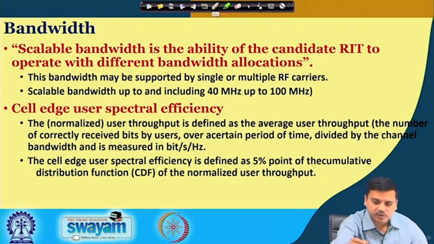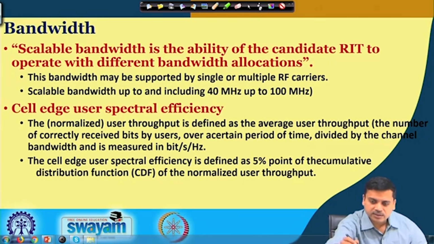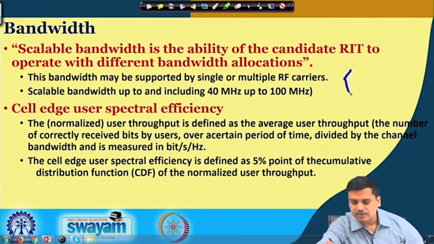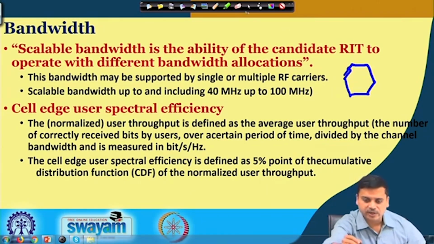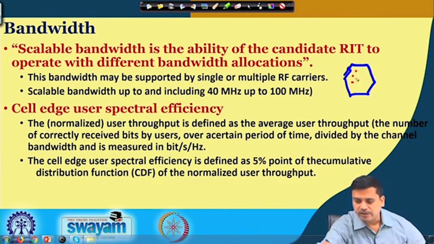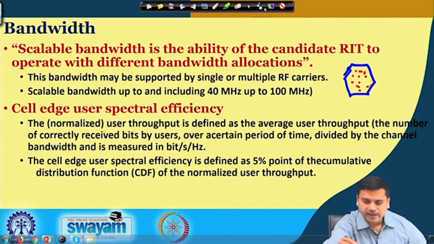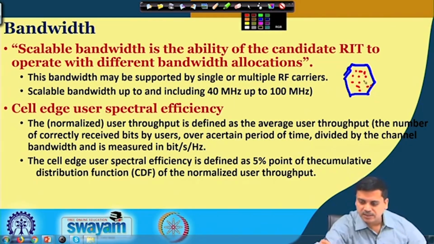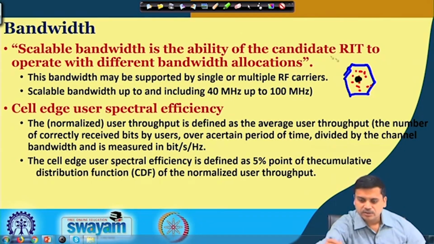So, for example, if we take a cell, let us say this is an area of a cell as per classical hexagonal layout, although things are different nowadays. So, in this particular setup, if we are taking users in different locations, and suppose the base station is located in the center, then the user which is close to the base station is going to experience a better SINR compared to the user at the cell edge, right.